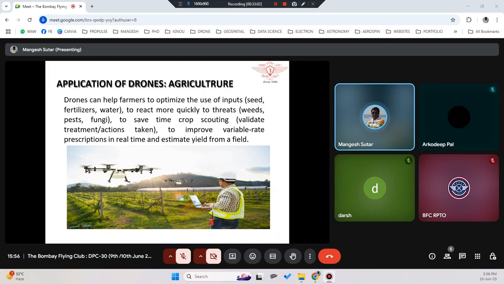Again, if you see, using the drone you only use 20 liters of water against 200 liters of water. There we use 20 liters of fertilizer, here you only have to use 2 liters of fertilizer. So again, there is a huge saving by using a drone for agriculture, for precision agriculture activity.